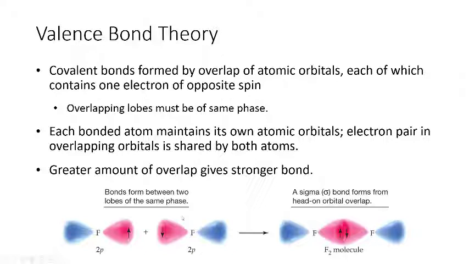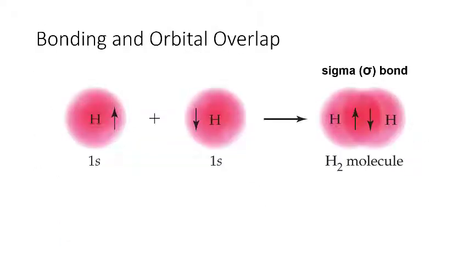Each bonded atom maintains its own atomic orbitals, but the electron pair in the overlapping orbital is shared by both atoms. The greater the amount of overlap, the stronger the bond. Here we're showing two different 2p orbitals, and we have two electrons, one of each different orientation. They're going to overlap to form a single covalent bond between these two fluorine atoms. This single bond, where you have a straight-ahead overlap, is what's called a sigma bond. We'll get into more detail on sigma bonds in upcoming slides as well.